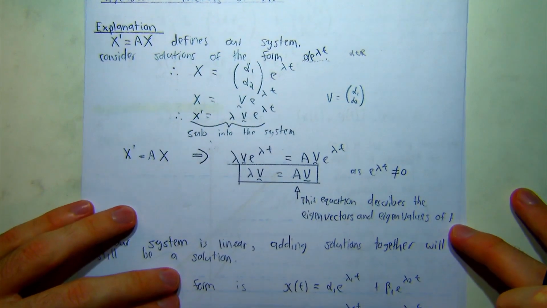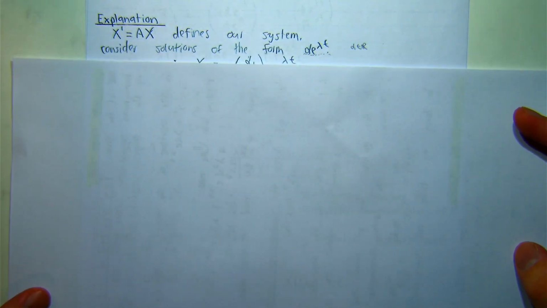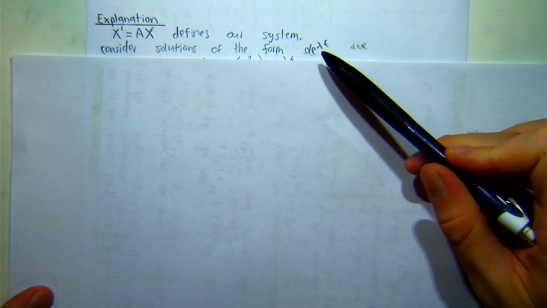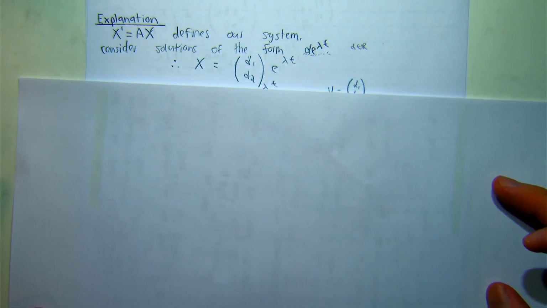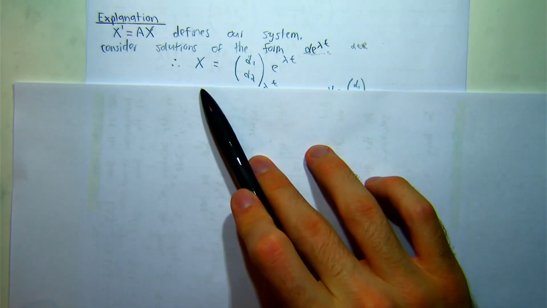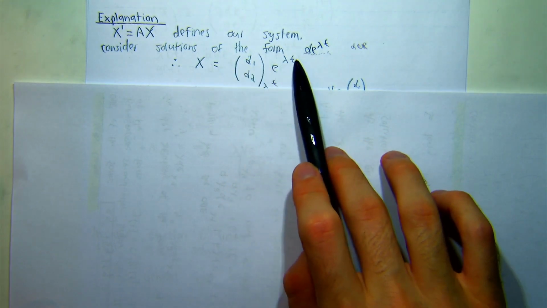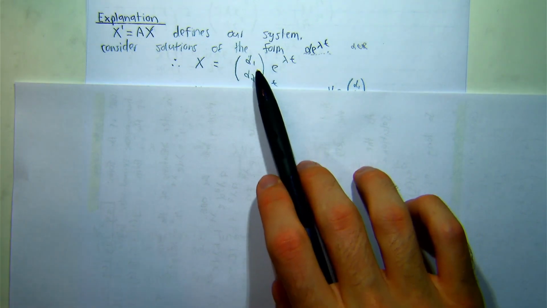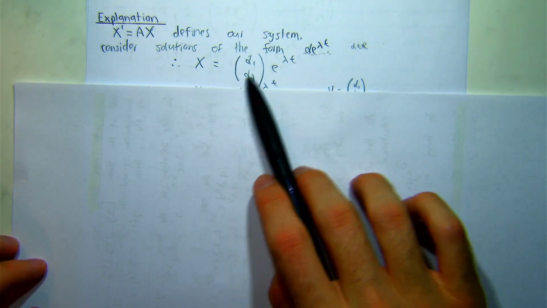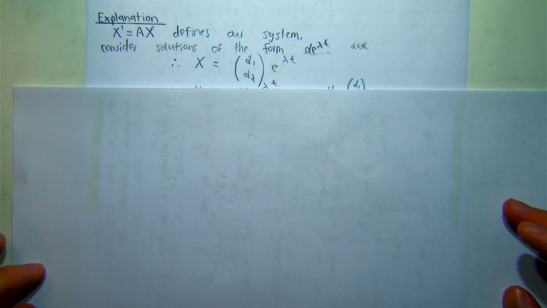If we look at this here, x prime equals Ax defines our system, and we're hunting down solutions of the form alpha multiplied by e to the lambda t, where alpha is some real number. And so we expect our x vector to be equal to alpha 1 e to the lambda t and alpha 2 e to the lambda t. So both our population x and population y are dependent upon time in a relationship that looks like this, and they have different coefficients out the front, alpha 1 and alpha 2.